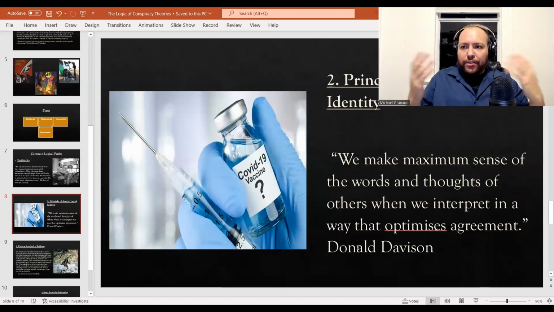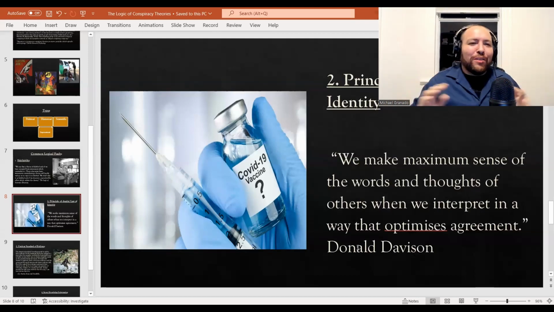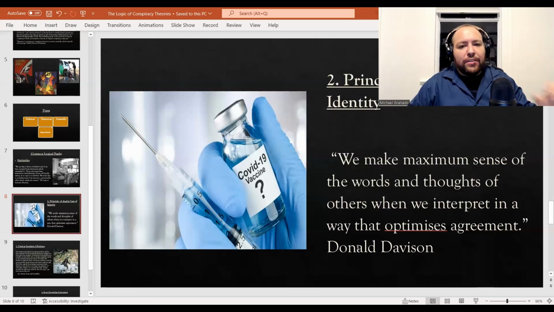The principle of charity says that you should take people's reason and rationale at face value until you have evidence to believe otherwise. So, for example, going back to the vaccine example, if the government says that we're fast-tracking vaccine trials in order to get it to the general population to reduce the spread of COVID-19, why are they doing that? Why are they pushing vaccines? Well, the principle of charity would say they're pushing vaccines to prevent the spread of the disease.